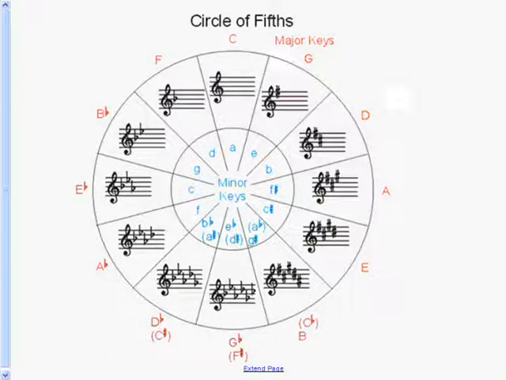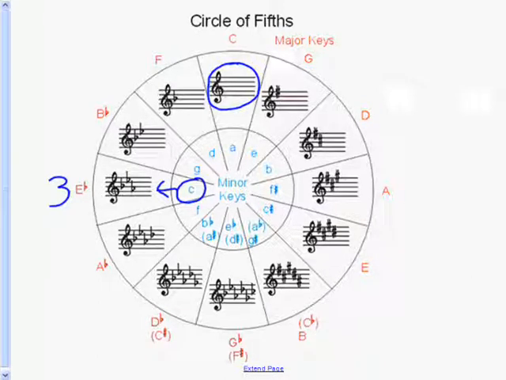Okay. If we take the key of C, it has no sharps or flats at all. But we look at C minor right here, and it has 3 flats on it. So to change a key signature from a major to a minor, you just add 3 flats. Now, the 3 flats that you add are always in the order of the flats. You just take away the sharps.